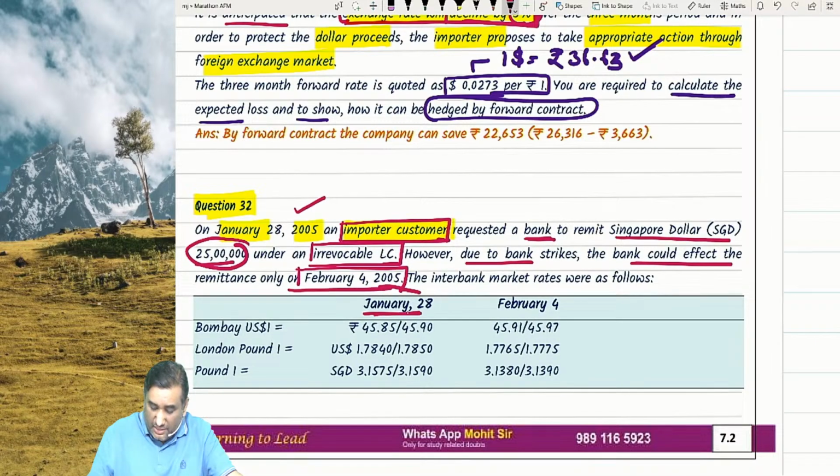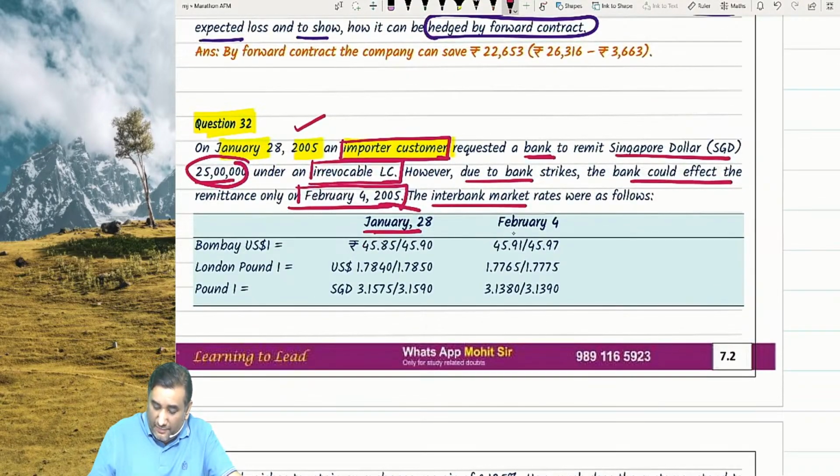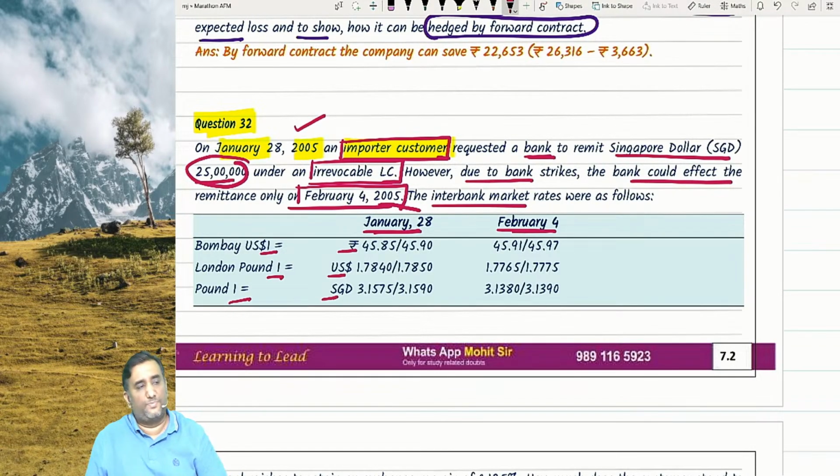They have given you January 28 interbank rates. It means rates are between bank and bank. And Feb 4th. Dollar rupee relationship is given, pound dollar, pound SGD. Now whenever a rupee currency is given, it is 100% guaranteed one currency has to be rupee. It's an importer case and 25 lakh SGD is given. India will be rupee, nothing is mentioned. Rupee is one of the currencies, that means you are talking from the Indian perspective.